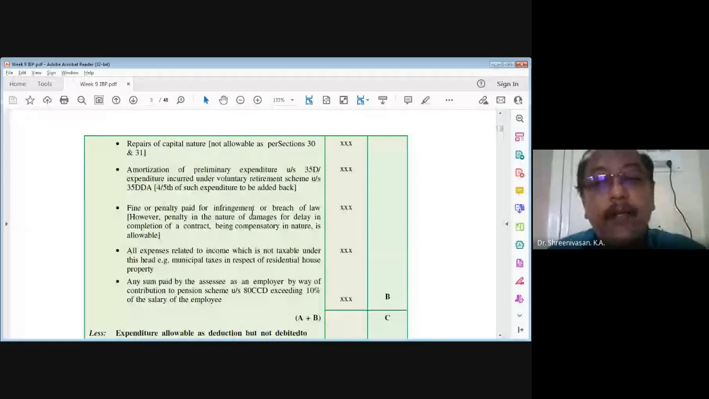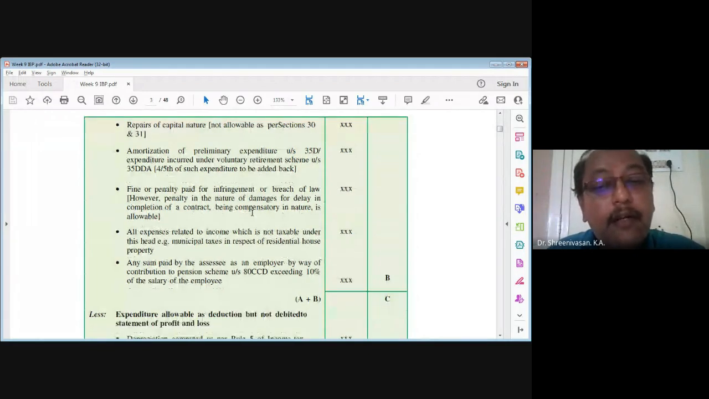Amortization of the preliminary expenditure under section 35D, and expenditure incurred under voluntary retirement schemes under section 35DDA: 4/5 of such expenses are not going to be allowed, or are added back.